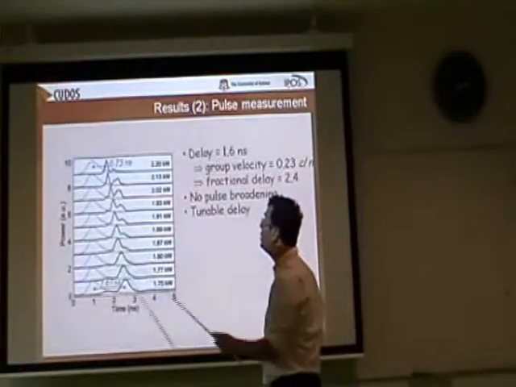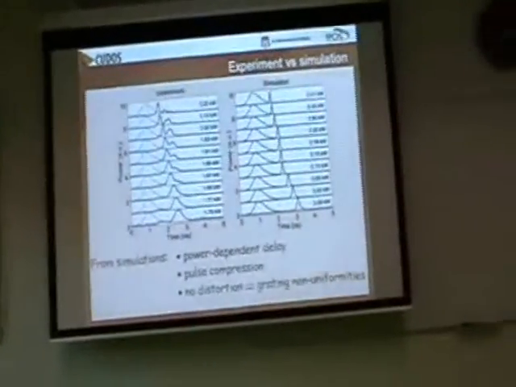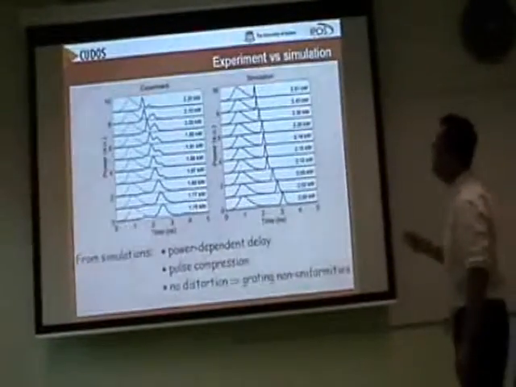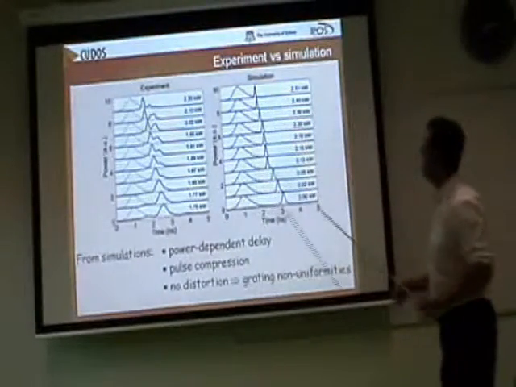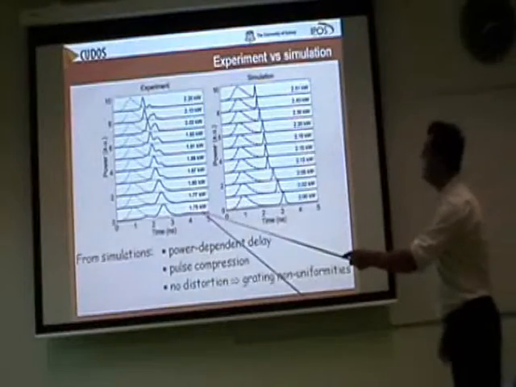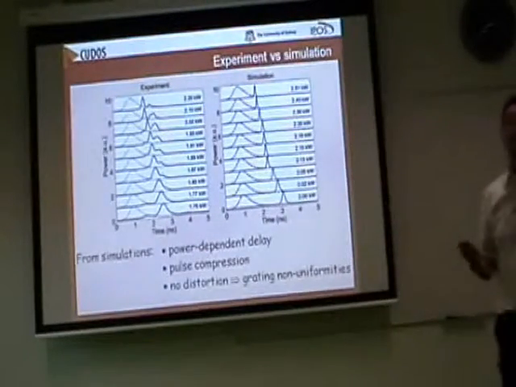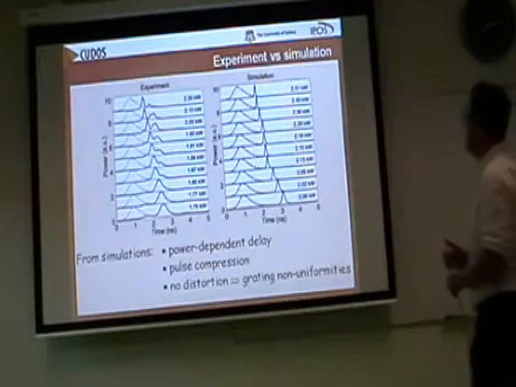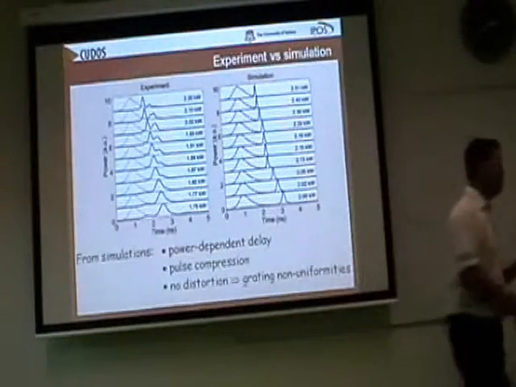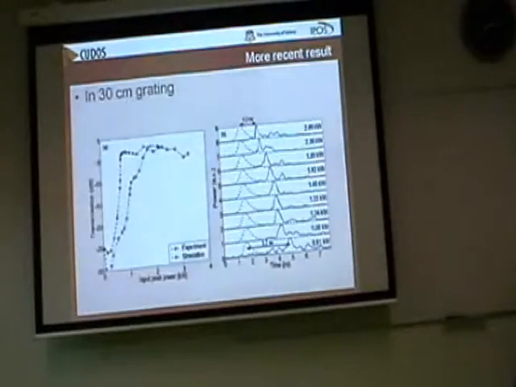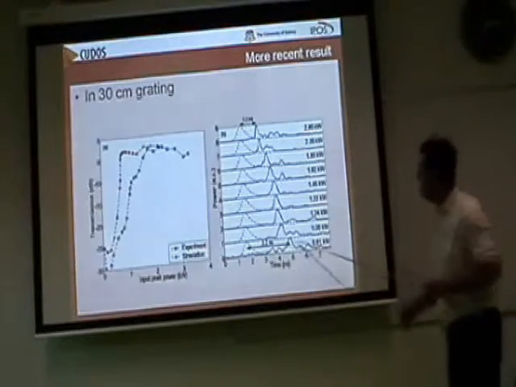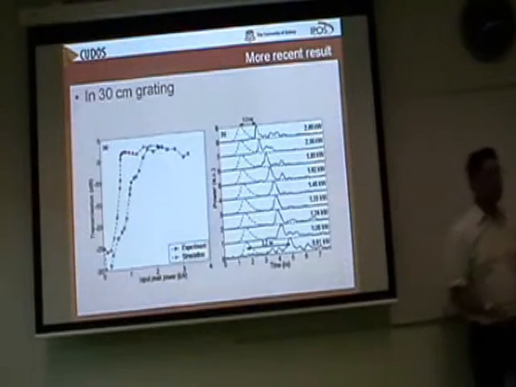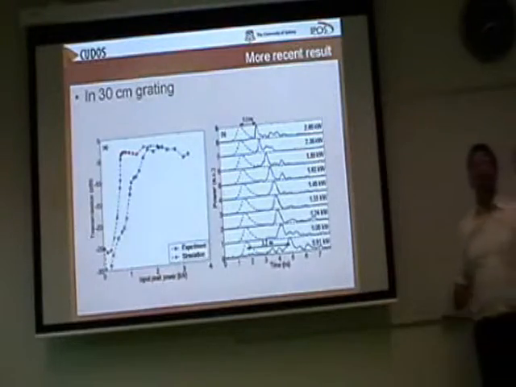And so at these higher powers, the simulations are very easy. There's standard routines for that. And you can see that apart from offset, the two are in reasonable agreement. In fact, in the experiments, the powers are slightly lower than we expect. Usually when you do experiments, things work out worse. In this case, we get a better deal out of it. Okay? And this was a more recent result that we obtained with a longer grating, and we have longer delays, 3.2 nanoseconds. Okay, so this is the nonlinear slow light.